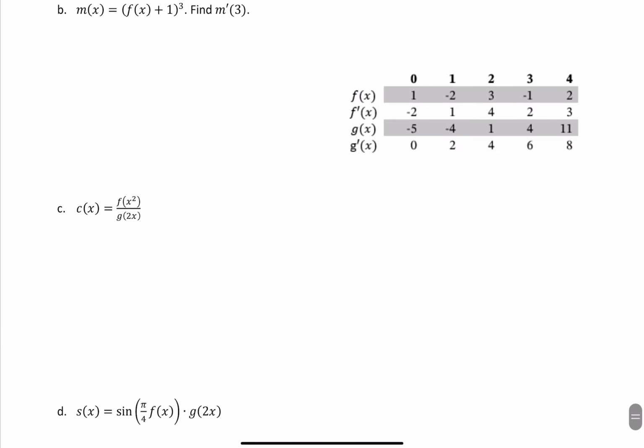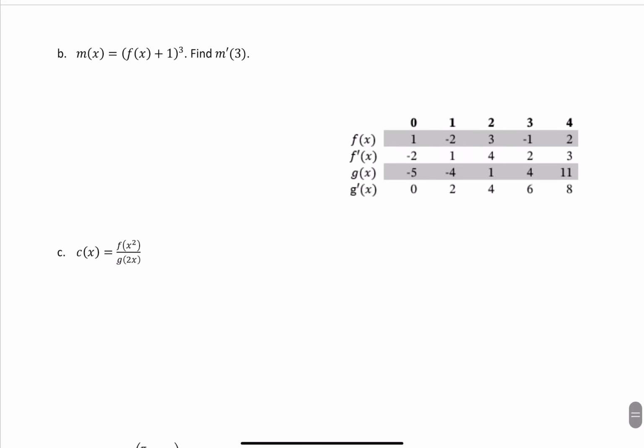For part B, I copied and pasted the table just so we can see it because we're going to do more of these. So we have m of x is f of x plus 1, cubed, and we need to find m prime of 3. So we need a derivative first.